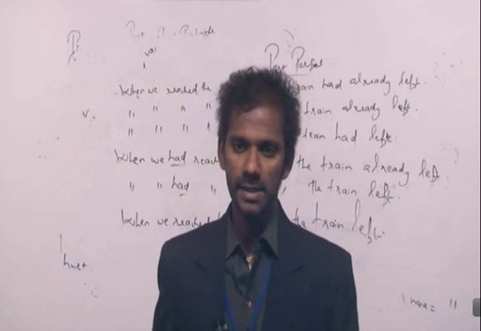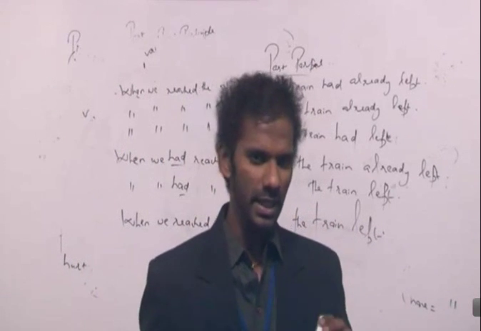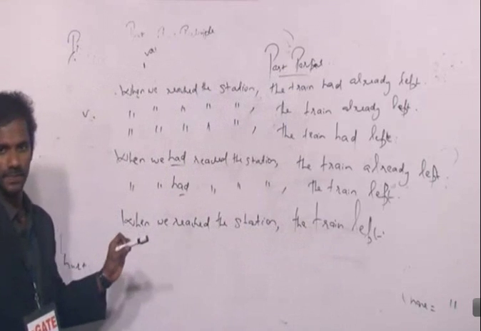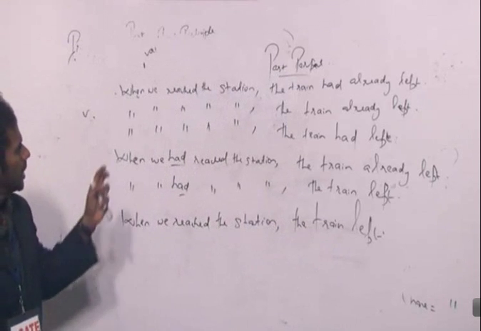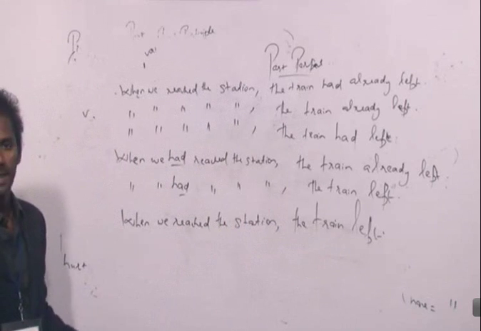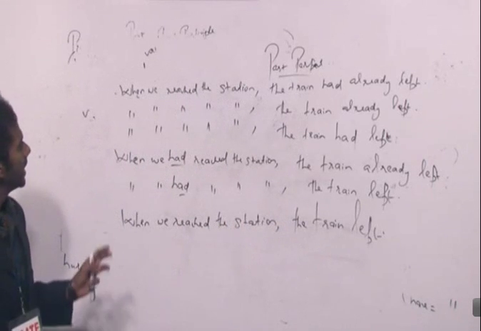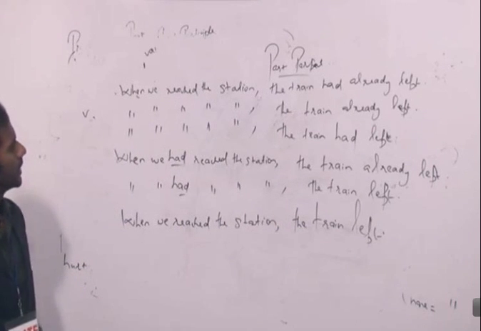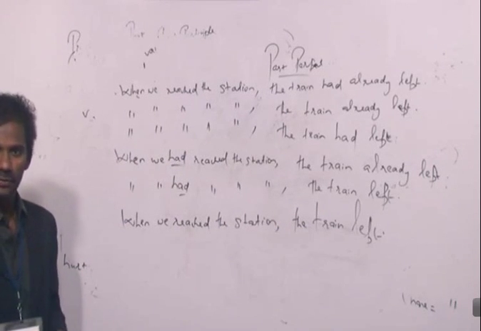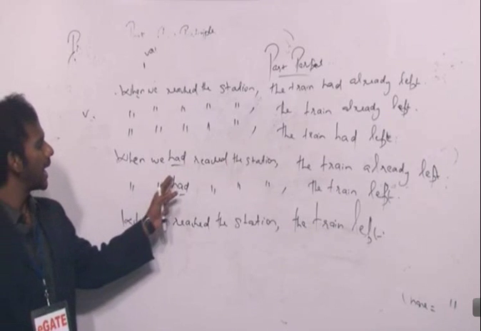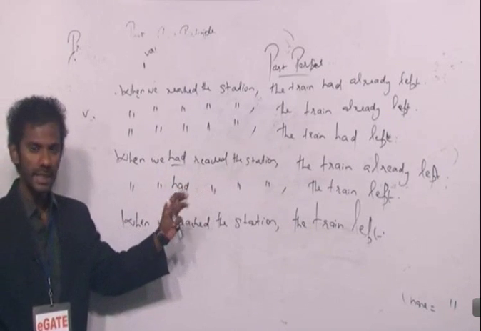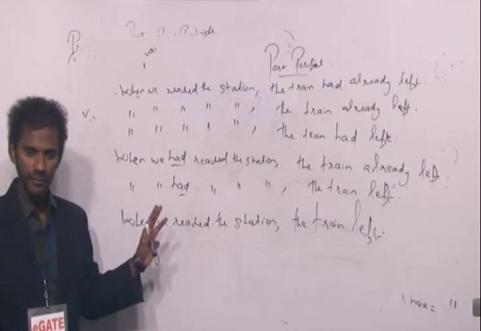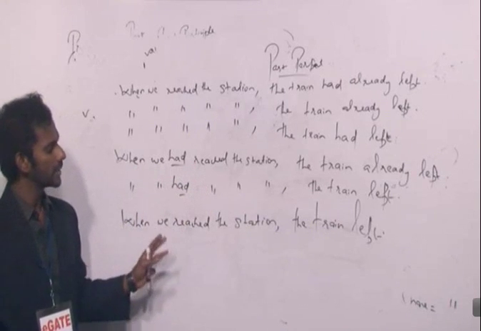Only 2 of these 6 sentences are grammatically correct, right? Think for a while as to which 2 sentences are grammatically correct here. When we reached the station, the train had already left. When we reached the station, the train already left. When we reached the station, the train had left. When we had reached the station, the train already left. When we had reached the station, the train left. When we reached the station, the train left.